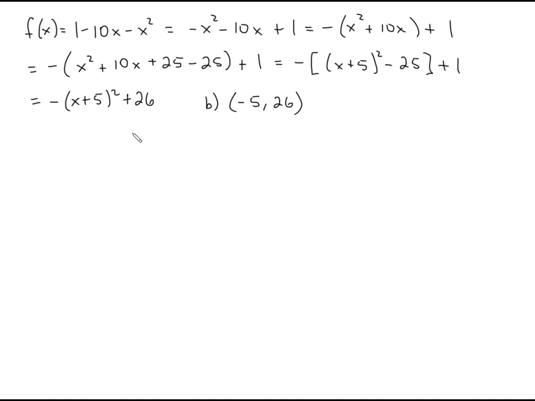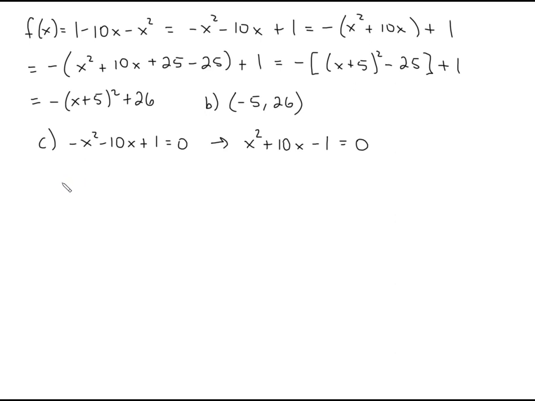Find the x and the y-intercepts if there are any. Okay, so for part C, x-intercepts, we have to set this whole thing equal to 0. So that gives this. But when you set a quadratic equal to 0, it's often easier to have the leading coefficient be positive. So if you multiply both sides of this by negative 1, you get x squared plus 10x minus 1. So then, let's see. I don't think this is going to factor, so we'll have to use the quadratic formula on that.